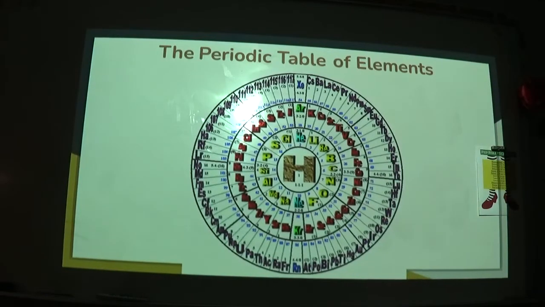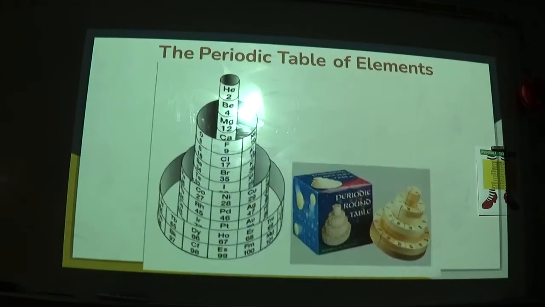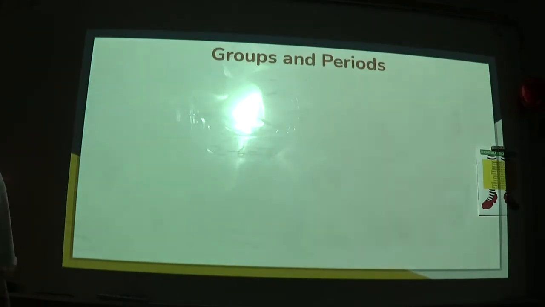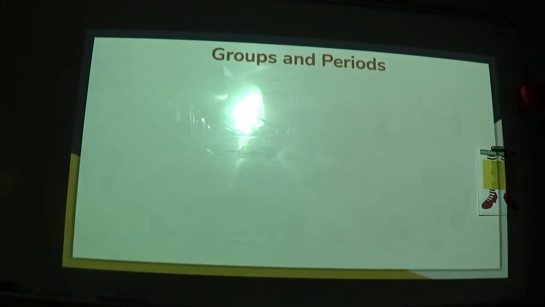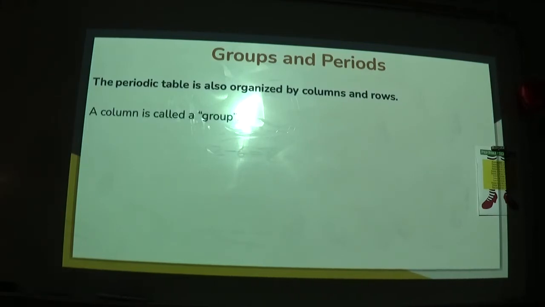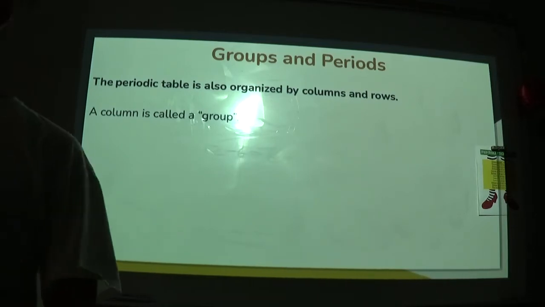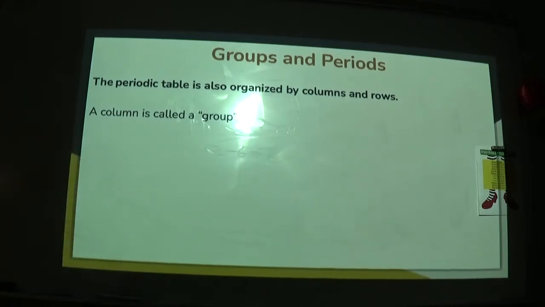Okay, but let's talk about the periodic table we have. On our periodic table, we have sections or components of it called groups and periods. Okay, a group is a vertical column. So when I say group number 2 or group number 10, I'm talking about a vertical column on the periodic table. Anyone know how many groups are on the periodic table?